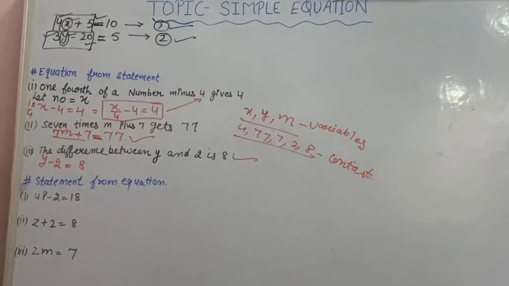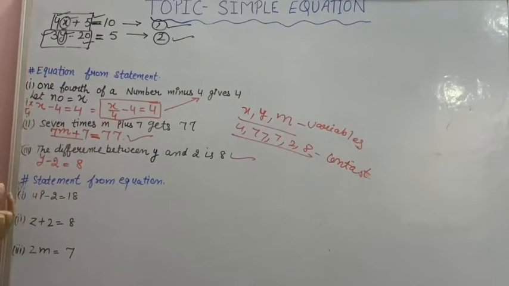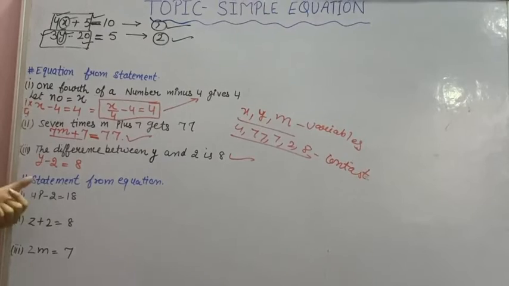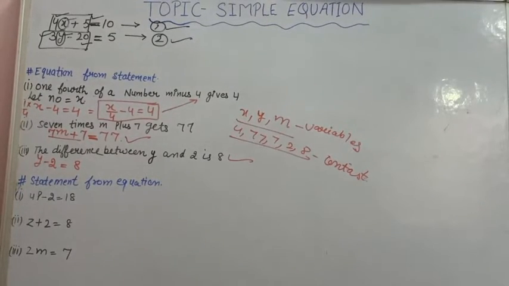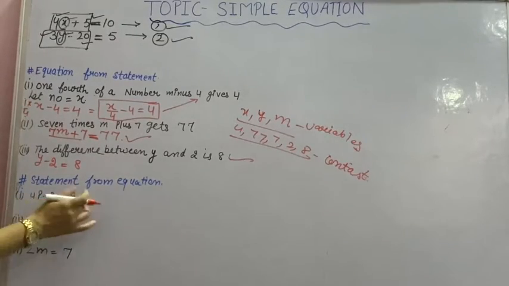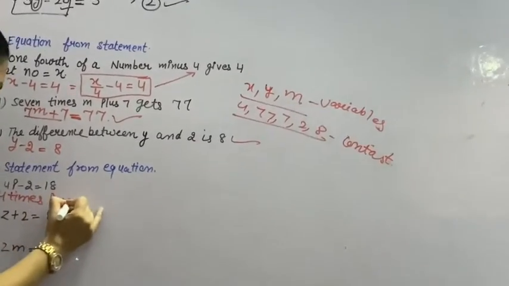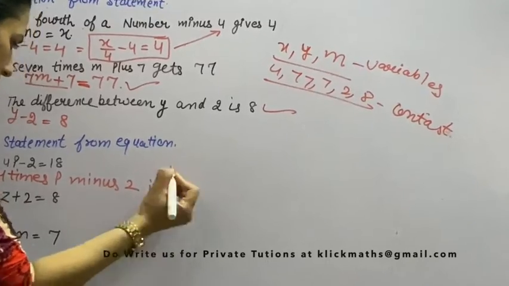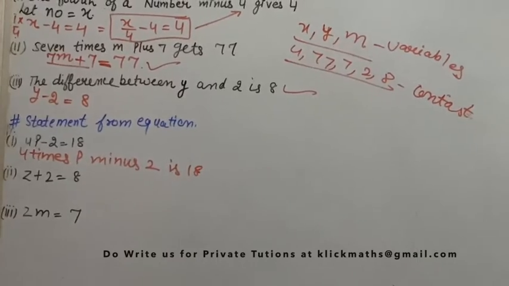Second example is a statement from an equation. How can we construct a statement from an equation? 4p minus 2 is equal to 18. This is an equation and we write this equation in statement form. 4p minus 2, that means 4 times p minus 2 is 18.